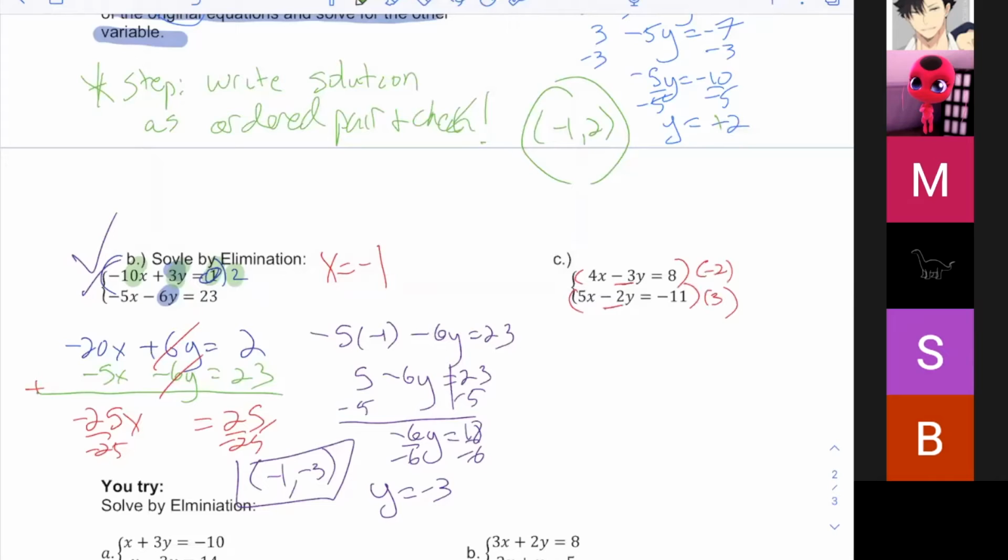So now, again, most students forget about these constants over here. Don't do that. Double check your work. Distribute to each and every term. So now I have -8x plus 6y is equal to -16, and 15x minus 6y is equal to -33.